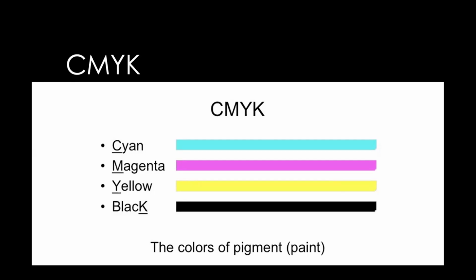But wait a second. We're calling it K. Why are we calling it K? Some people say that it's because if we called it CMYB, people would get confused and think that was blue. Well, yeah, but honestly, CMYK was around before we had RGB.